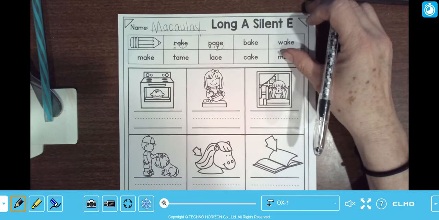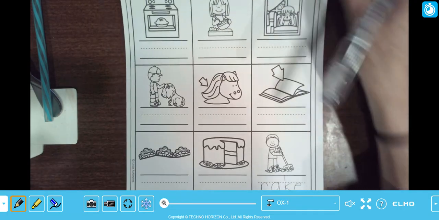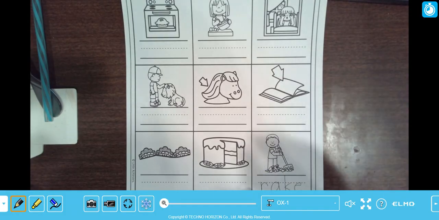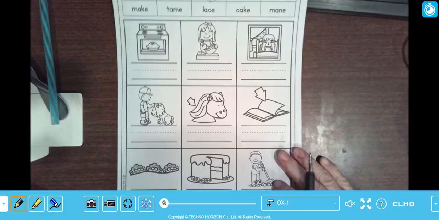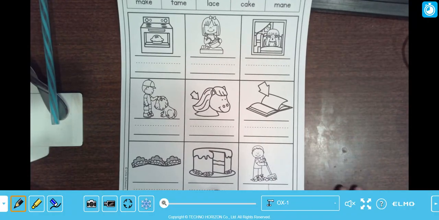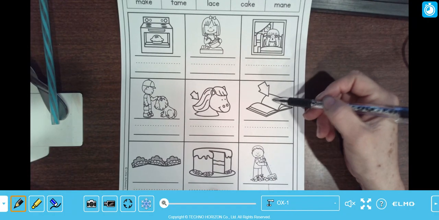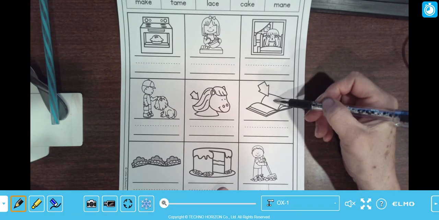Yeah, it's the word page, right? So which one of these pictures shows us the word page? Oops, I'm going to move it up so you can see it a little better. Which one of these pictures shows us the word page? Yeah, right, this one, right? It's pointing to the page. So we're going to write page here.